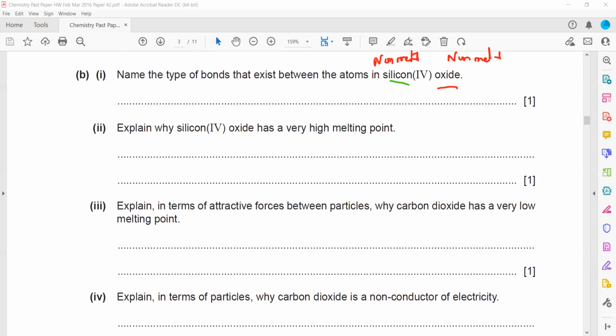Explain why silicon 4 oxide has a high melting point. Whenever you compare melting or boiling points, like if they say high melting point is there, what is the reason? You will mention strong bonds are there in the structure. There are strong bonds, so it needs a lot of energy to break the bonds.